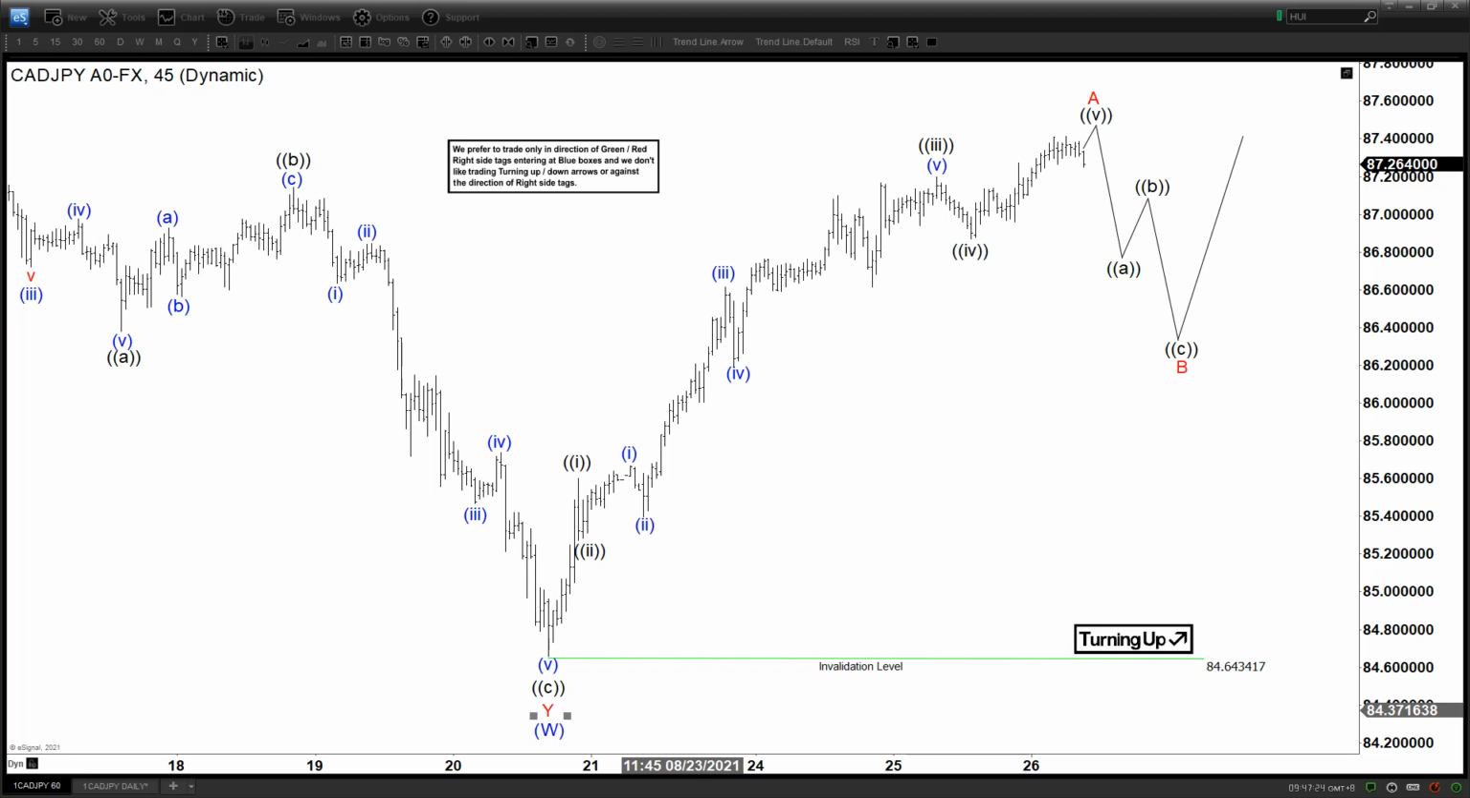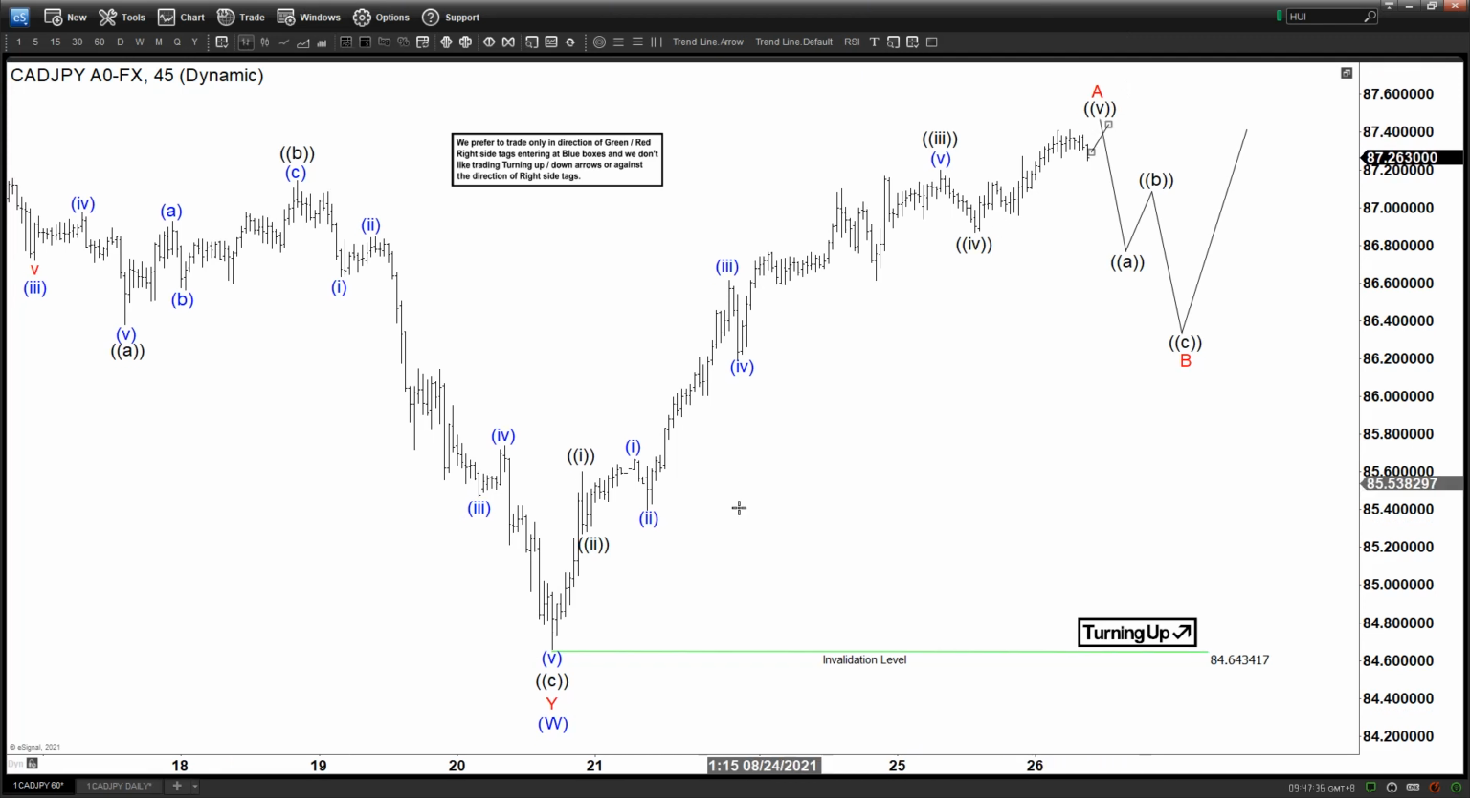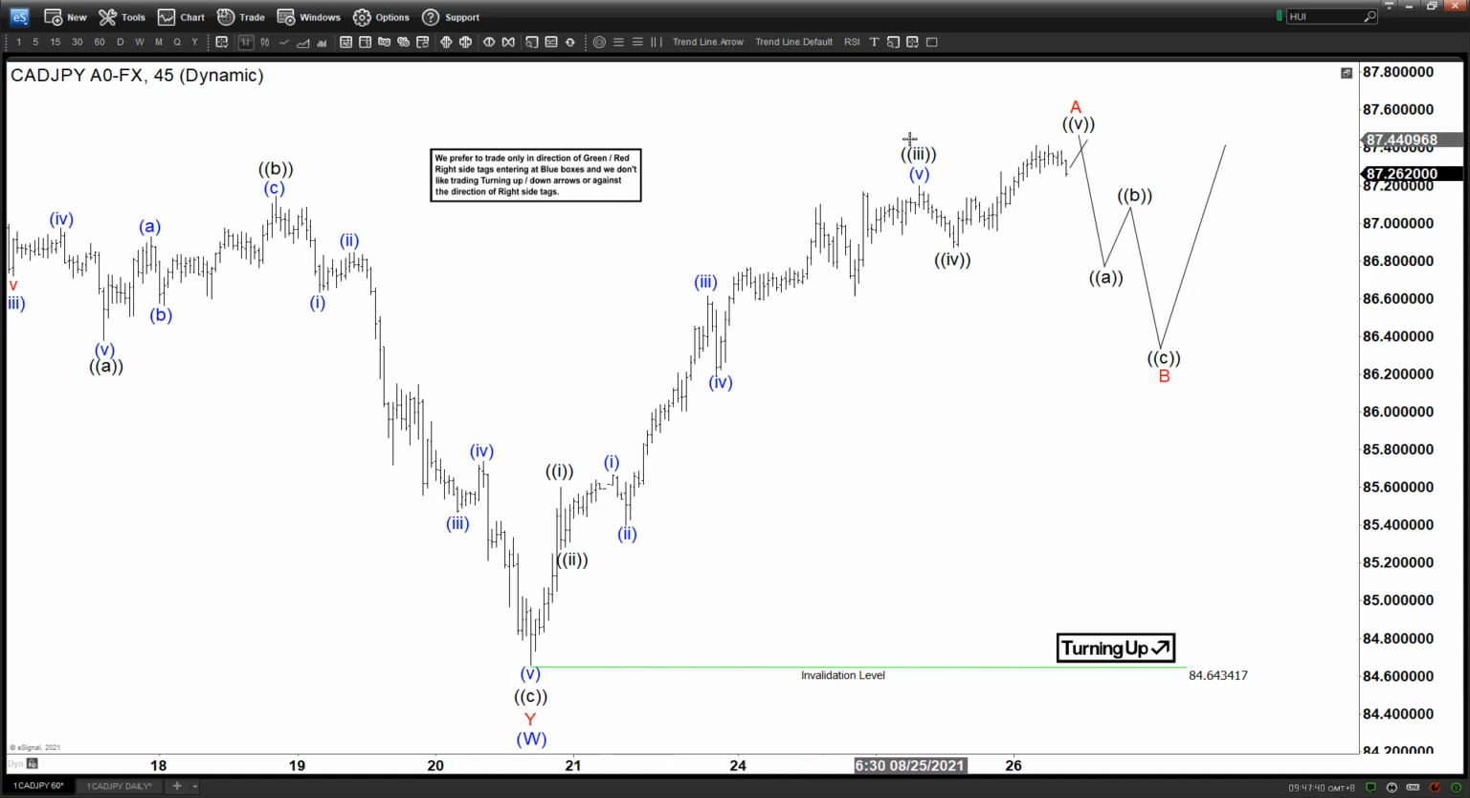Today we're going to be looking at the chart of the Canadian dollar yen. This is a 45 minutes chart, and we can see right here the rally from this low at 84.64. It looks to be an impulse, and therefore we are currently looking for a pullback to hold above 84.64 and at least extend another leg higher within the wave C.